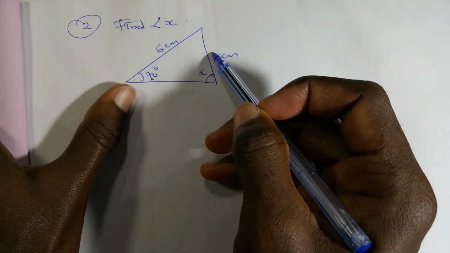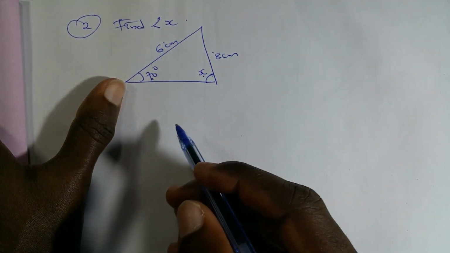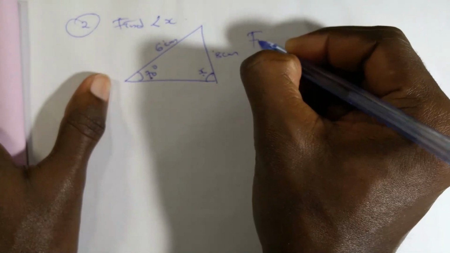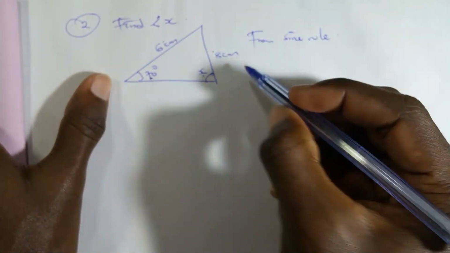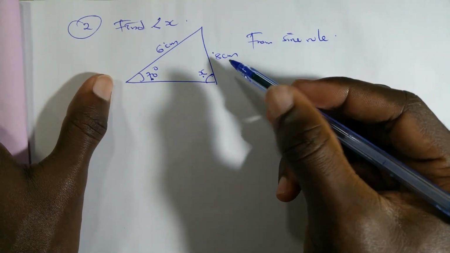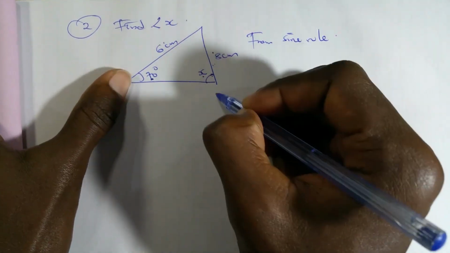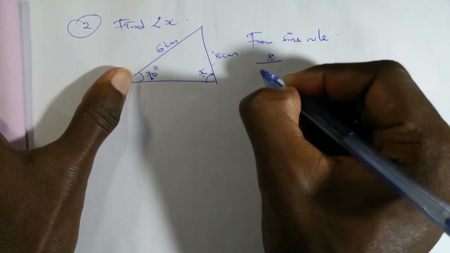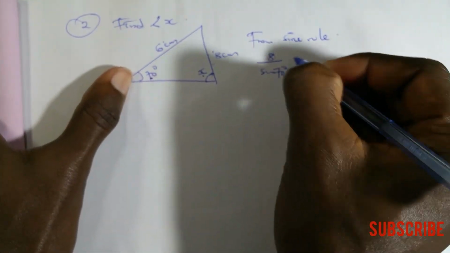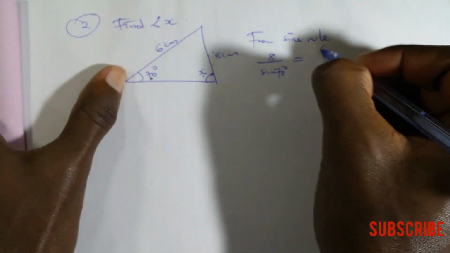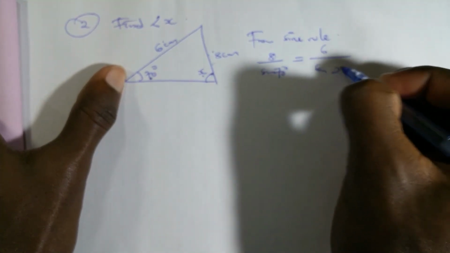We have an angle and a side already given, another angle and side opposite it given also. So from the sine rule, it's going to be the length of this, which is 8, out of the sine of the angle opposite to that side, that's sine 70, being equal to another length, which is 6, out of the sine of the angle opposite that length, sine x.